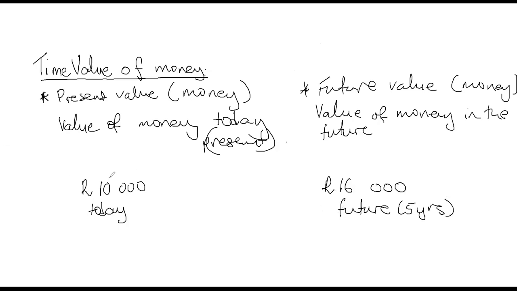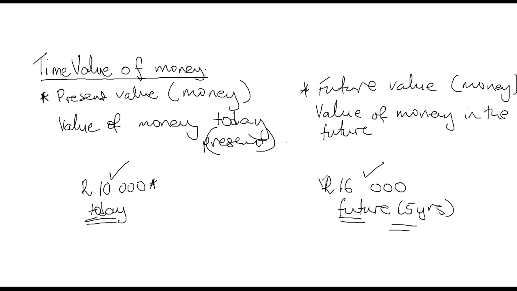Okay, so if you go and deposit money at the bank, they might say, if you deposit 10,000 Rand with us today, after 5 years, which is the future, we'll give you back your investment as 16,000. So we can say that the future value of 10,000 Rand 5 years from today is 16,000 Rand.